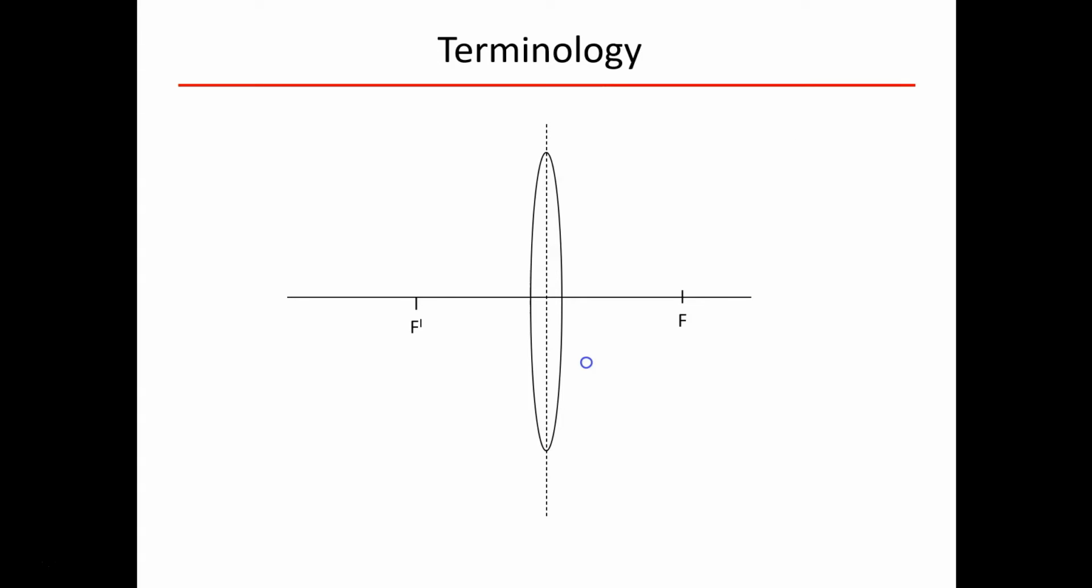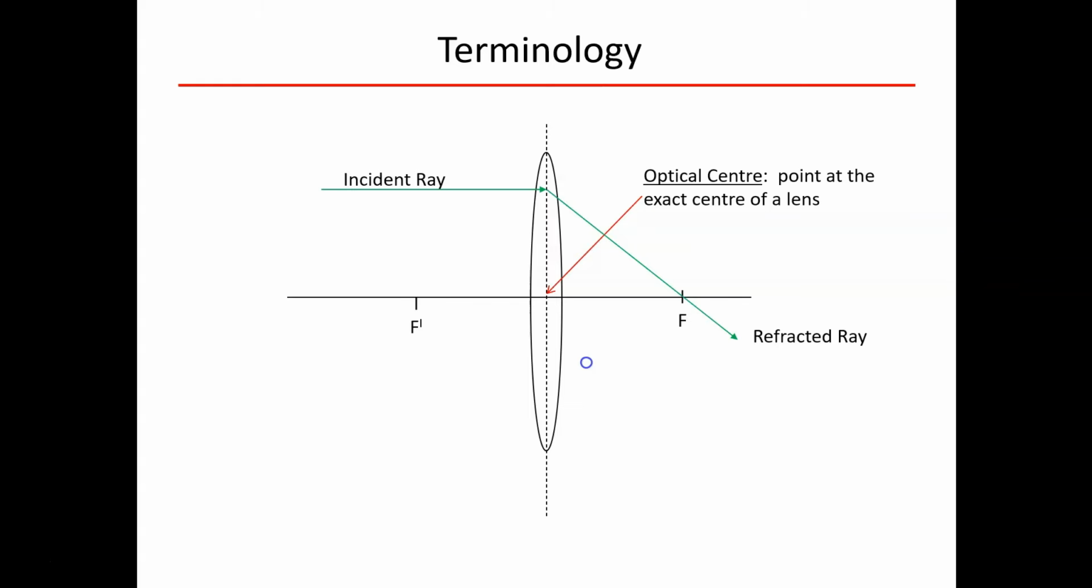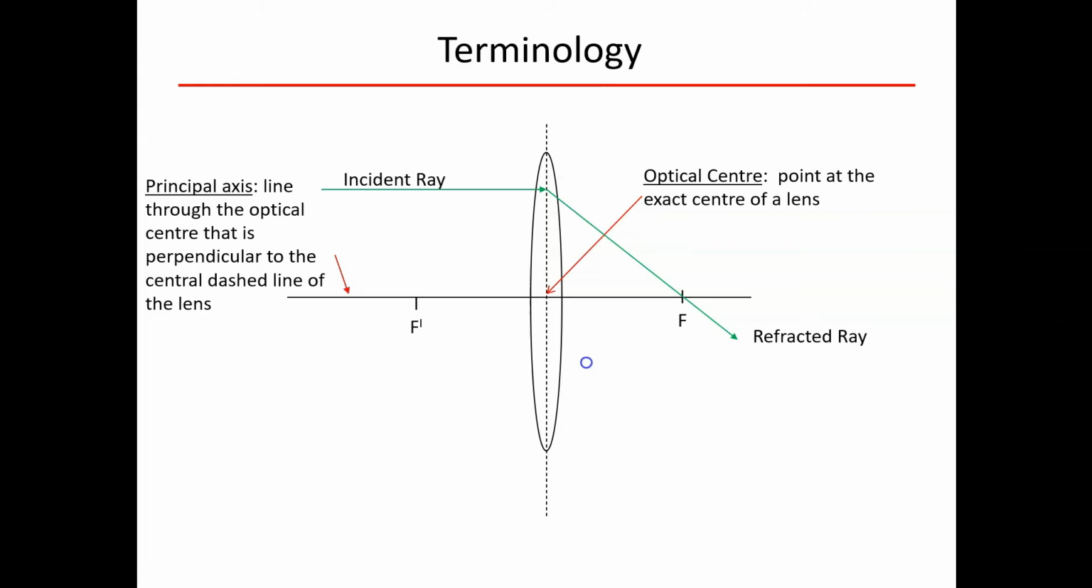So we have some terminology. Again, we have a converging lens because it's thicker in the center. The very center of the lens is called our optical center. We can have an incident ray travel, and when it hits our optical center, we show its refraction. For a converging lens, the rays will refract so that they go through the focal point. We have our principal axis, which is a line that is perpendicular to the lens and goes through the optical center.